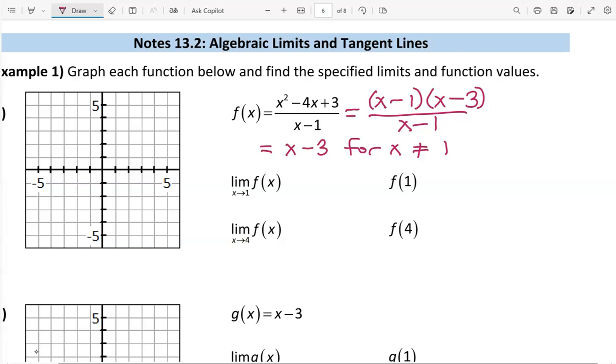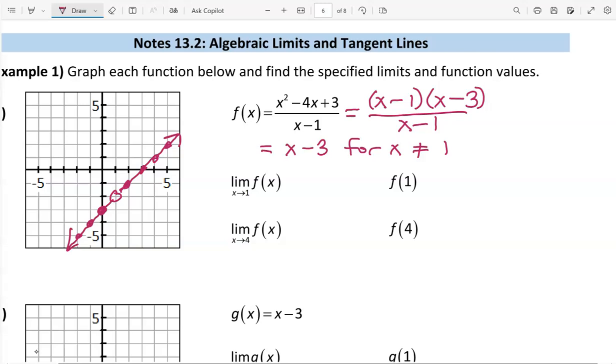So in order to graph this, we can graph a line with a y-intercept of negative 3 and a slope of 1, but we're going to eliminate the point where x is equal to 1 and replace it with a removable discontinuity, which is a hole in the graph. From the graph now, we can look at limits.